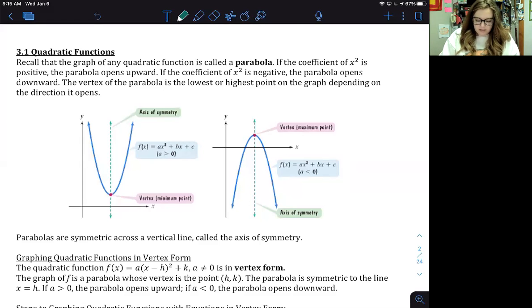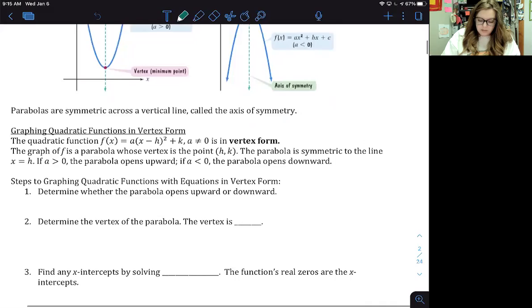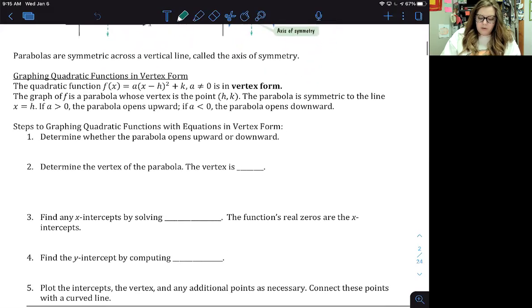So remember, it's symmetric across a vertical line called the axis of symmetry. So when we graph our quadratic functions in vertex form, we have the quadratic function f of x equals a times the quantity x minus h squared plus k, where a cannot equal 0, is in vertex form. The graph of the function f is a parabola whose vertex is the point (h, k). The parabola is symmetric to the line x equals h, and if a is greater than 0, it opens upward. If a is less than 0, the parabola opens downward.